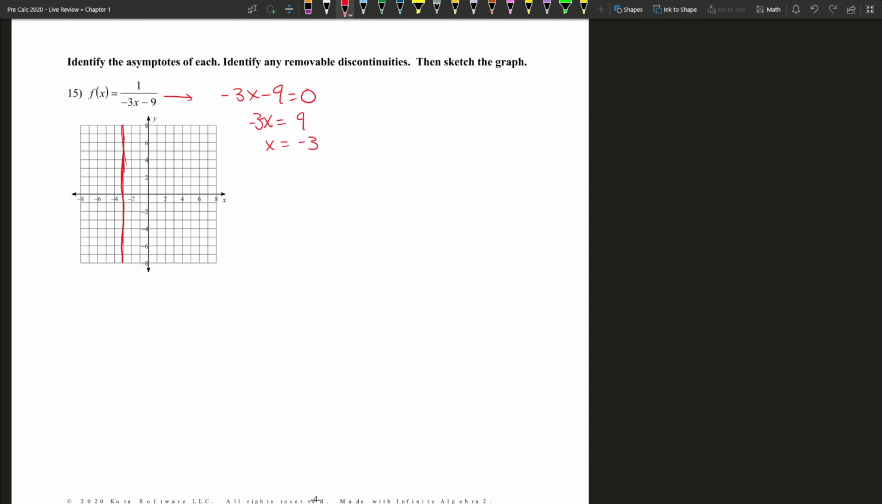So we draw that in there, and then we need to see if there's a horizontal asymptote. In this case, the degree of the numerator is 0 and the degree of the denominator is 1. So our numerator degree is less than our denominator degree, and we have a horizontal asymptote at 0.